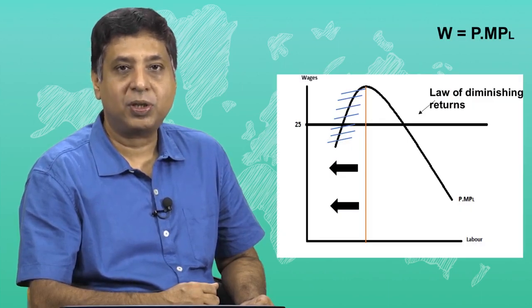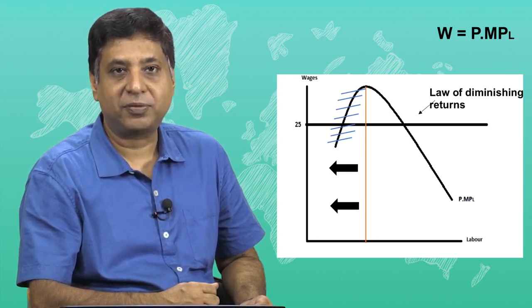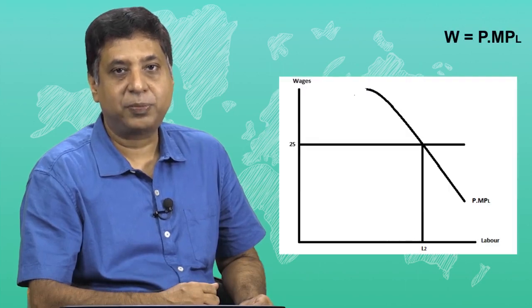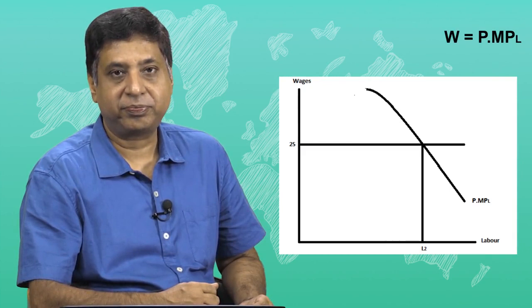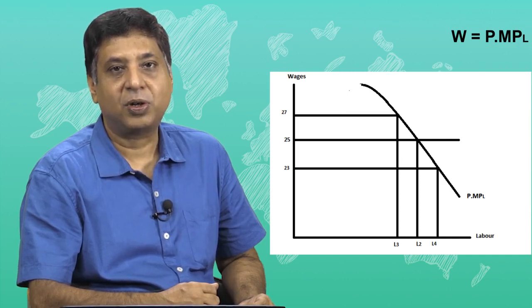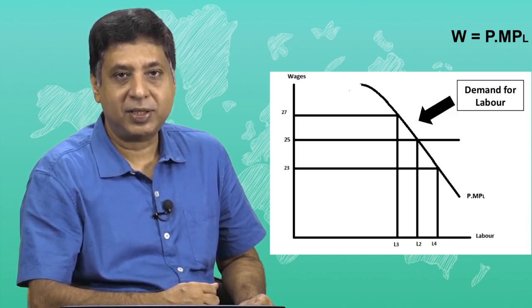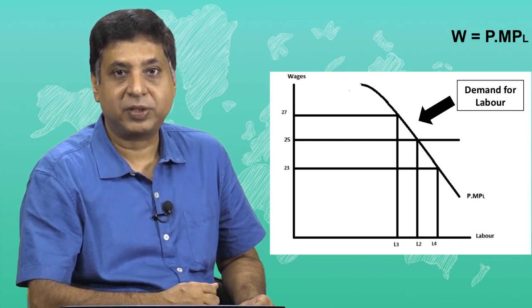So the portion of the price times marginal product curve to the left of the maximum point is actually of no concern to us. We can very well disregard that part of the curve. So then we are only left with the portion which is to the right of the maximum. And as wages change, you can see that we are choosing different points on that part of the curve. So in other words, that part of the curve which remains is really the demand for labor for the firm. So we have in a very simple way found out what the demand curve for labor is for an individual firm.